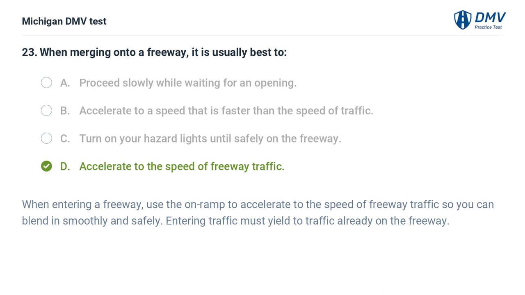D. accelerate to the speed of freeway traffic. When entering a freeway, use the on-ramp to accelerate to the speed of freeway traffic so you can blend in smoothly and safely. Entering traffic must yield to traffic already on the freeway.